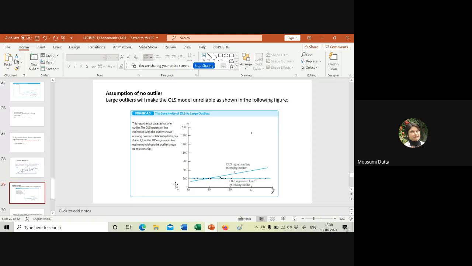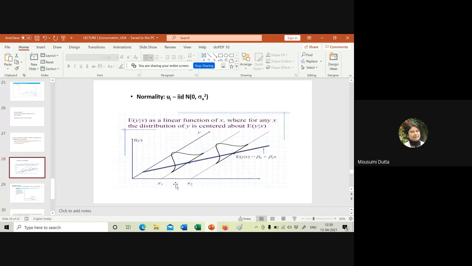Okay, so again, these are the 5 assumptions which are the core assumptions of the regression model. These are the assumptions which make the model a classical model. Okay, classical model. So please take note of that fact too.